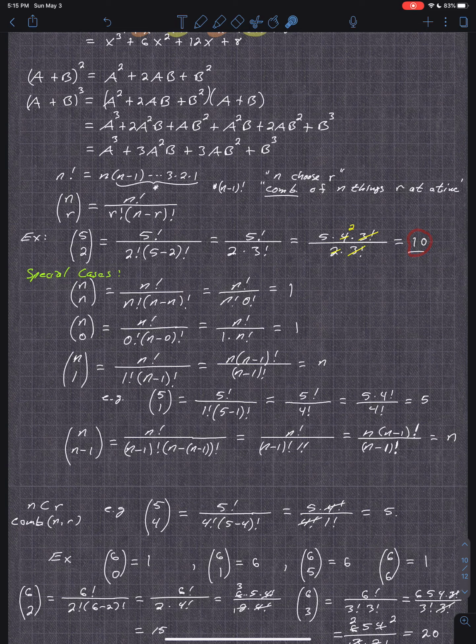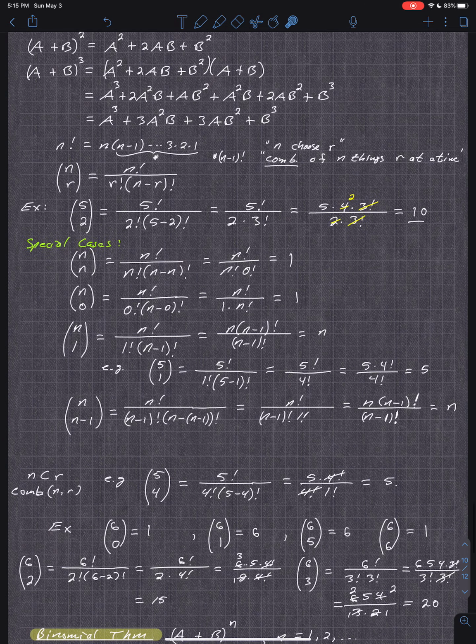So it's another way in statistics, if you ever have to do that or did that, it's the number of ways to arrange 5 things 2 at a time. I'm not going to get into that, but that's where it's also applied.